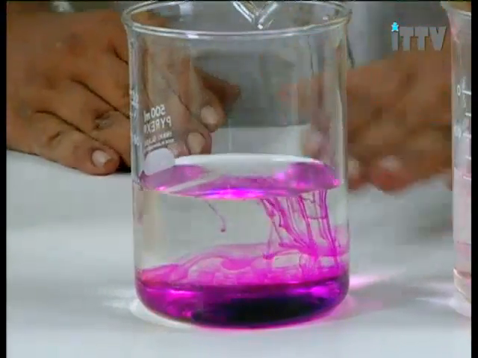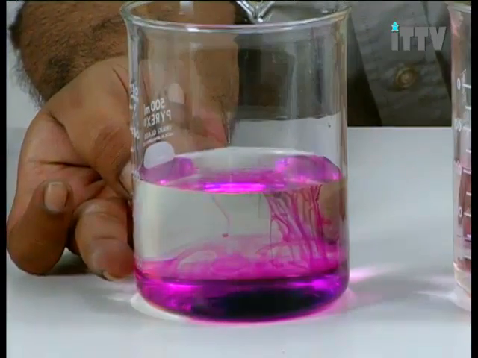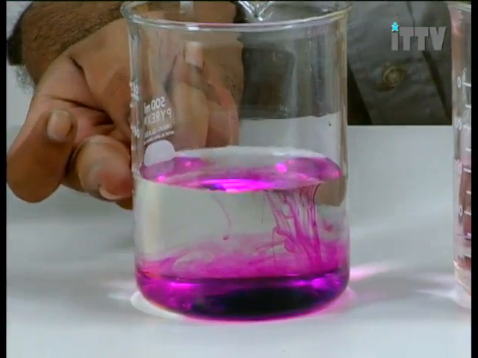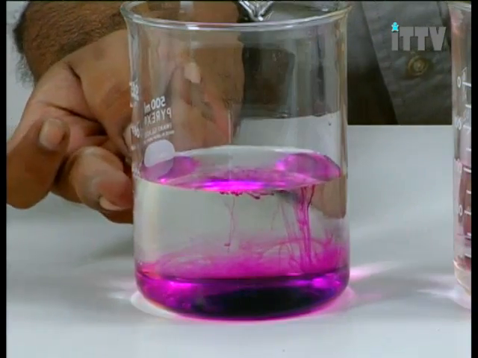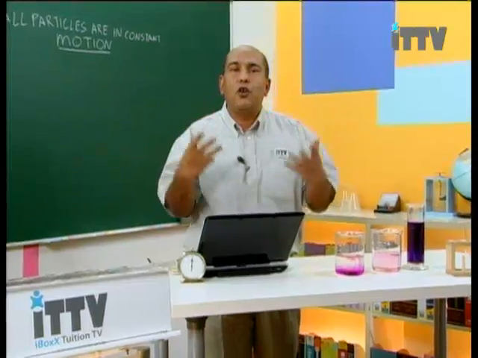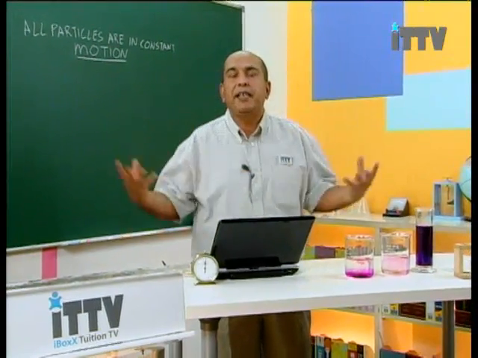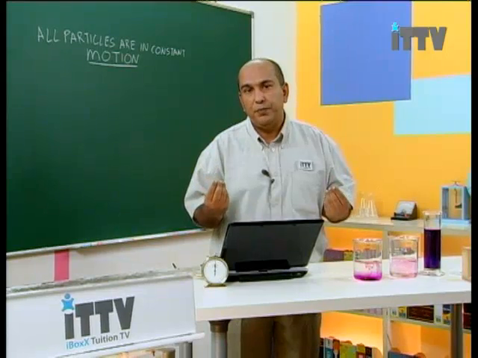You can see that we've got 2 layers. The lower area here is quite purple already, but the upper part of the water is still quite clear. Now, the upper part is clear because it takes longer for the potassium permanganate to spread out. Why? It's in solid form.